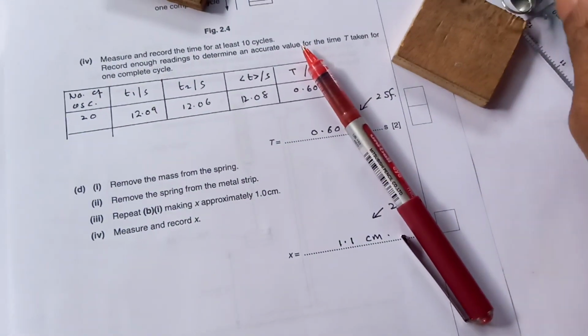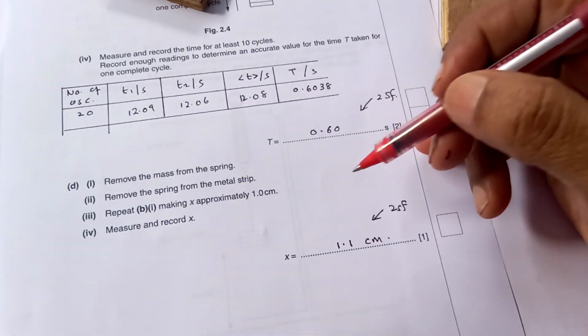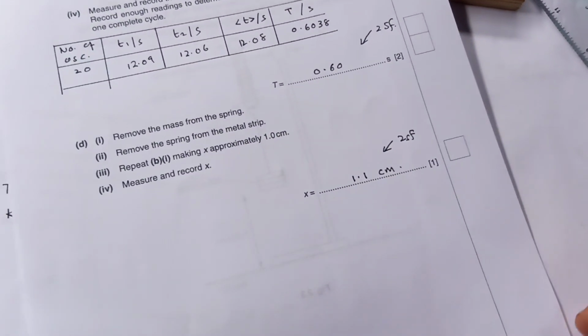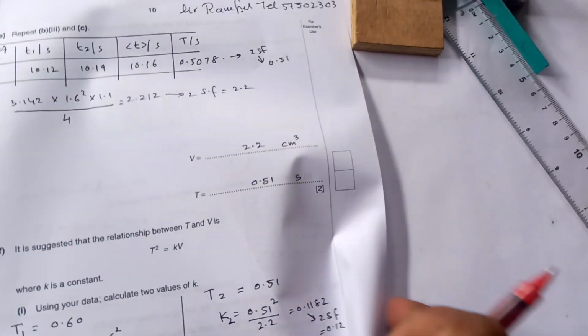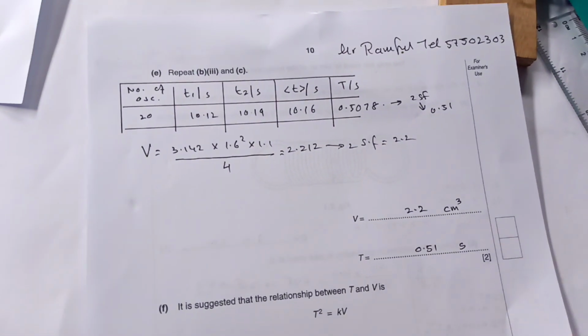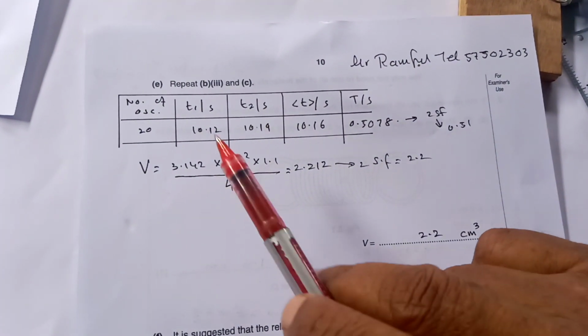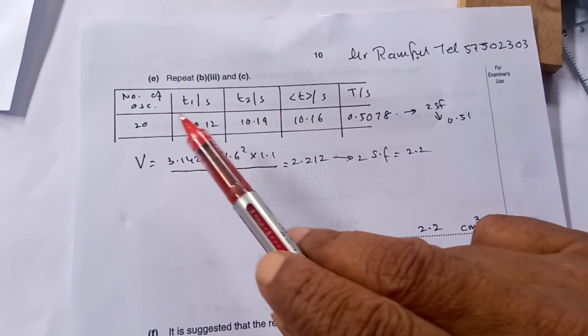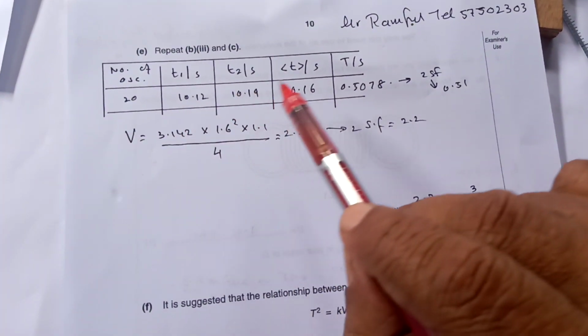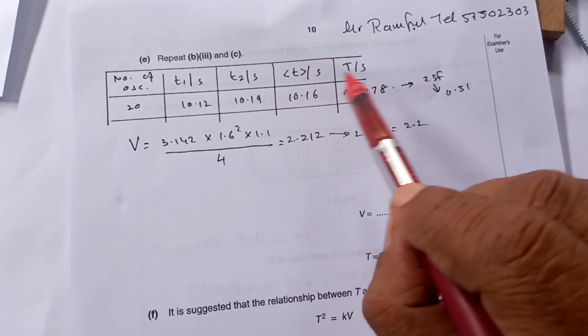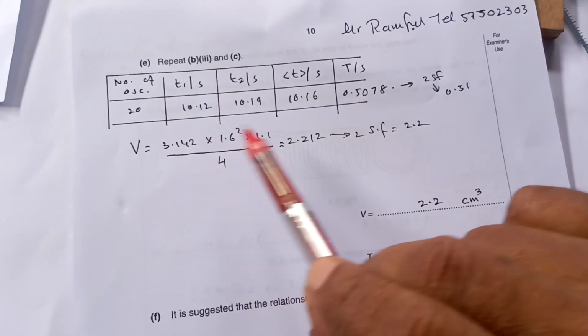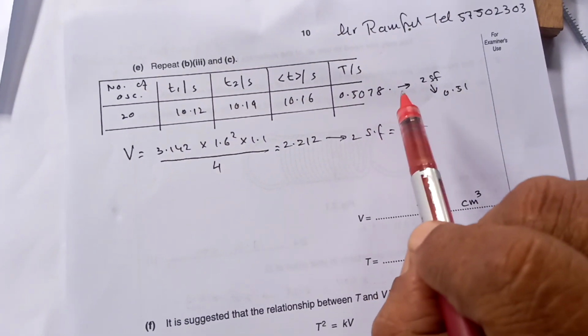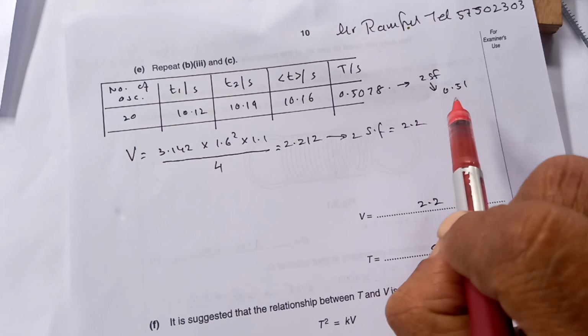You have to change it and make it become 1.1. Okay, so it is about 1 centimeter, so you can take 1.1. So page 9, page 10 now. Page 10, when you have reduced the height, you do another oscillation. I will not do it for you, it's very easy. So here, these are the readings, how you tabulate your readings. As usual, I will use 2SF, so it becomes 0.51.